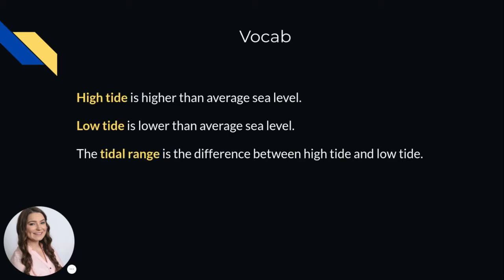Before we get into the types of tides, let's review some important tidal vocabulary. High tide is higher than average sea level. Low tide is lower than average sea level. And the tidal range is the difference between high tide and low tide.